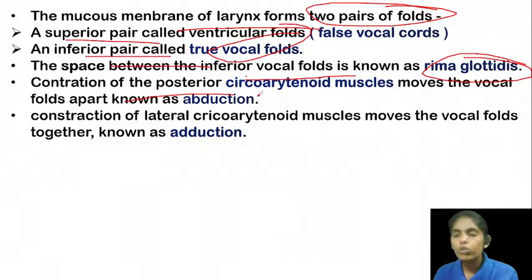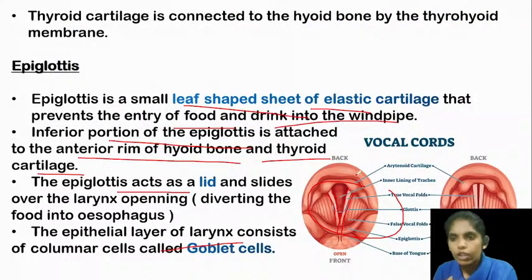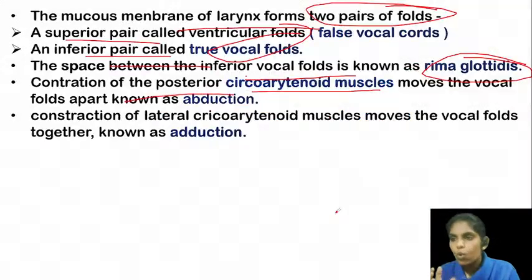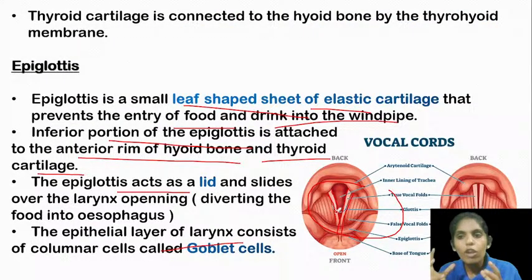The contraction of the posterior cricoarytenoid muscles moves the vocal cords apart. This movement of the vocal cords apart is known as abduction. So here these vocal cords are moved apart, and this phenomenon is known as abduction. When these vocal cords move apart, they will produce sound. And when the muscles relax, these vocal folds will come together. This phenomenon is known as adduction. So that is the difference. When they move apart, voice will be produced.